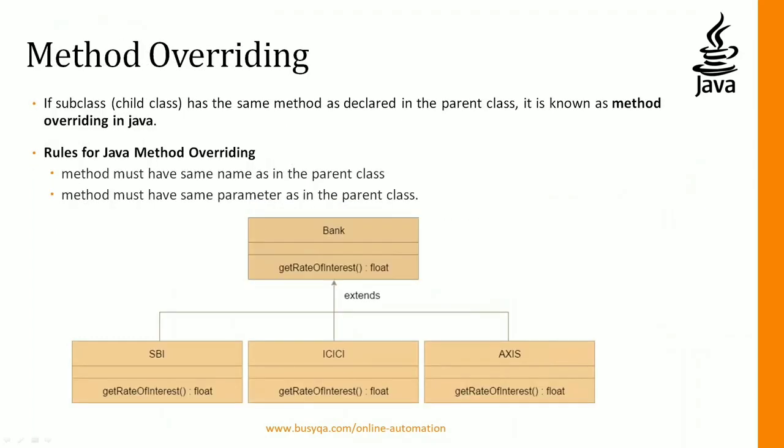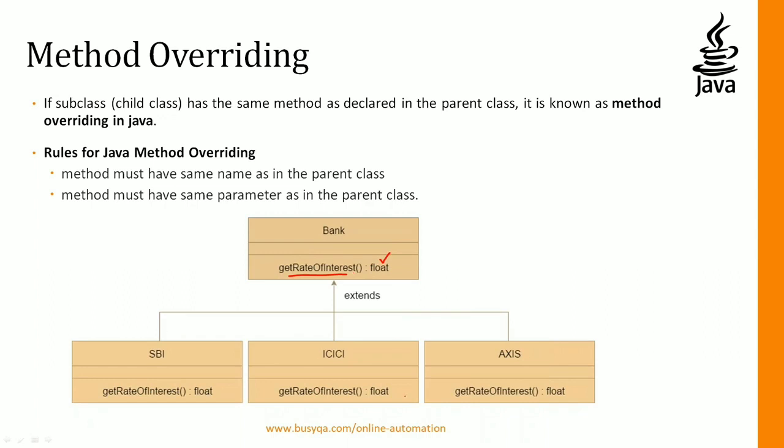Okay, so let's see this particular scenario. I have a class called a Bank. This is your parent class, and this is normally hierarchical inheritance. This Bank contains a method called getRateOfInterest. Let's say this is returning some float or double, a decimal number. A rate of interest will be the return type.